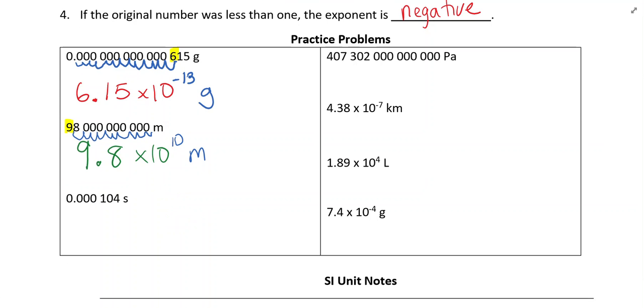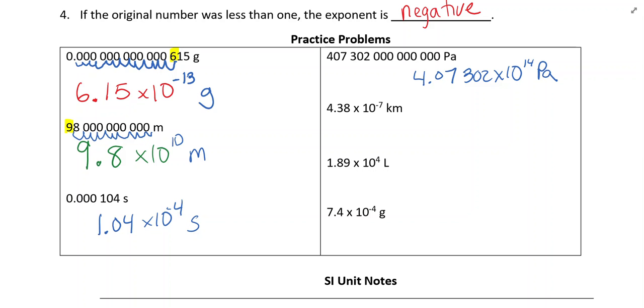Why don't you try the next two on your own? Pause the video. So you should end up with 1.04 times 10 to the negative 4th seconds and 4.07302 times 10 to the 14th Pa, which stands for pascals, which is one of the units we'll be using in our gas laws unit.